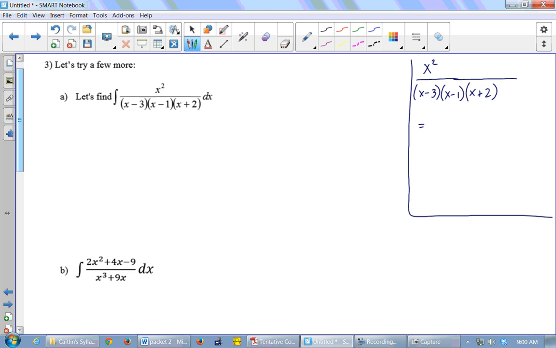All right, what kind of denominators do I have? Linear, non-repeated, yeah. So I just have to put a constant over each one of them. So I'll have a over x minus 3 plus b over x minus 1 plus c over x plus 2. Yeah, I'm definitely going to need more room than that.